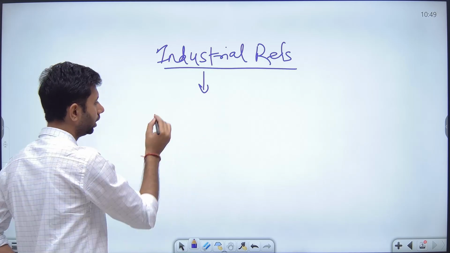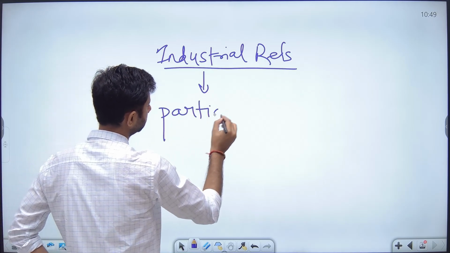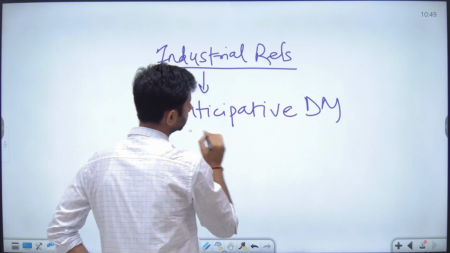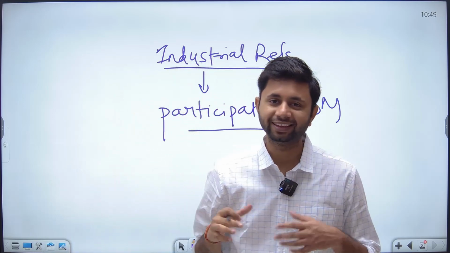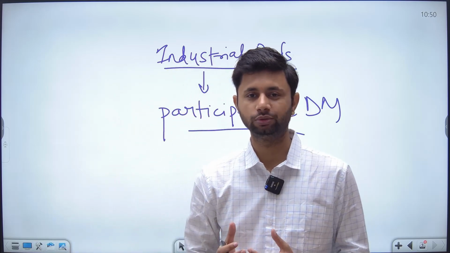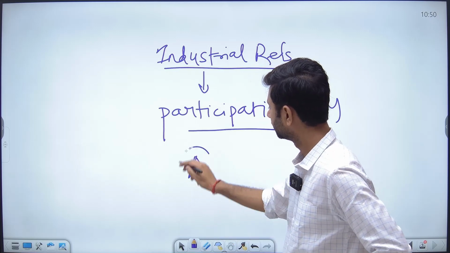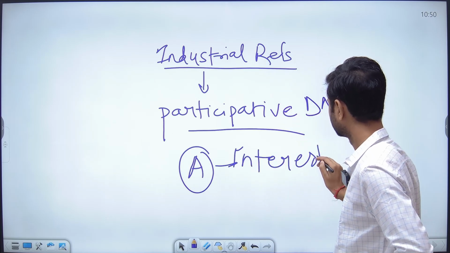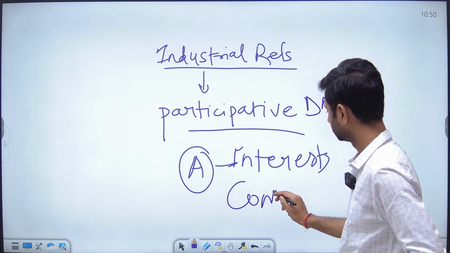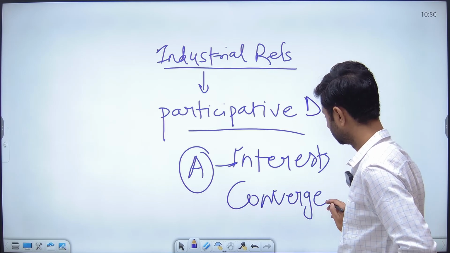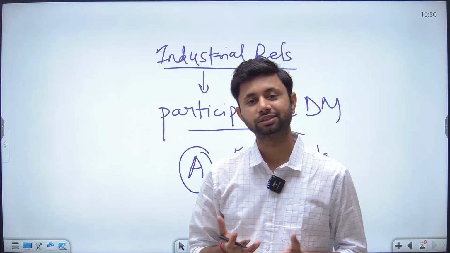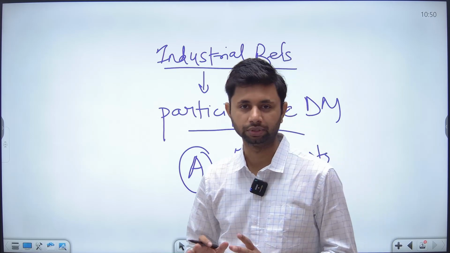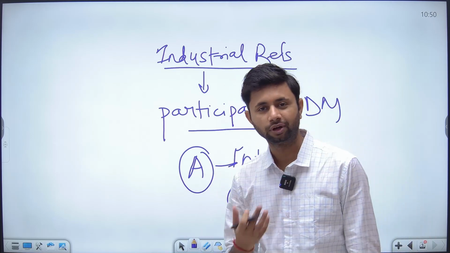Within industrial relations, it is participative decision making. Understand this? Both parties are engaged in a participative discussion and both try to come to an agreement where both parties' interests converge. Or they can come to a basic standpoint where both parties are either happy or both parties are neither happy, but they are at a compromise where both can work with each other.